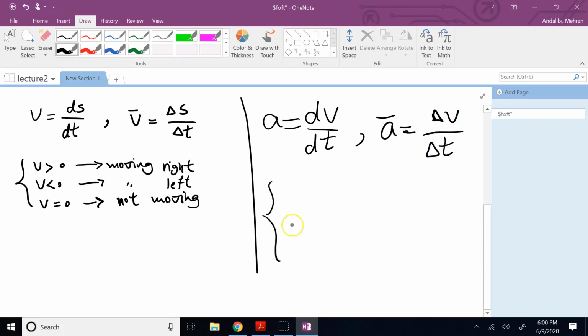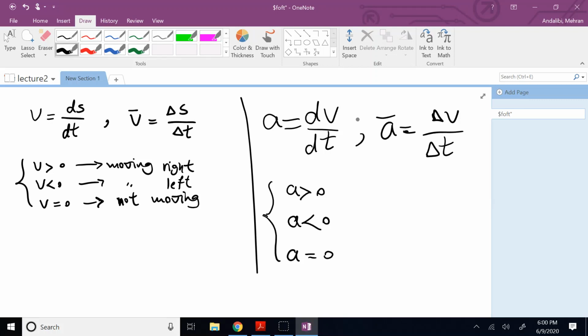Now, what's the meaning when a is positive? What's the meaning when a is negative? What's the meaning when a is zero? Okay. So when a is positive, does it mean the object is moving to the right? Not necessarily. Positive a means your velocities are increasing. And increasing does not necessarily mean in magnitude. It means they are getting more toward positive numbers.